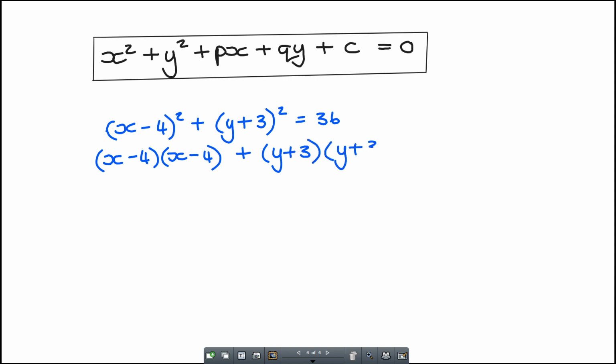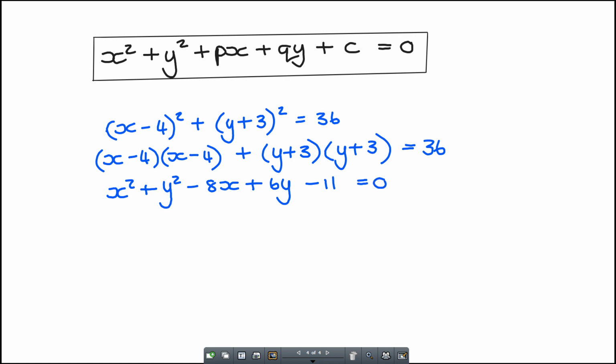Nou begin julle al klaar verstaan waar hy vandaan kom, nee? Okay, so if I multiply those in, ek gaan nie die stappie tussenin skryf nie, dan gaan hy vir my gee x kwadraat plus y kwadraat minus 8x plus 6y minus 11 is gelyk aan 0. Ja, maar ek gaan nou vir jou wys hoe, dis eintlik baie maklik, nee?